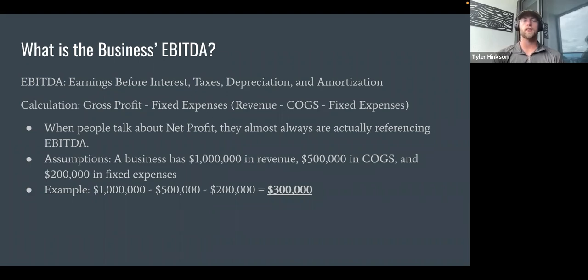So we're going to take the revenue minus the cost of goods minus the fixed expenses. In other words, revenue minus cost of goods is gross profit. So we're going to do 1 million revenue minus 500,000, which is 500,000. That's your gross profit, minus 200,000, which gives you $300,000 in EBITDA, or for the sake of normal business conversation, $300,000 in net profit, $300,000 in profit.